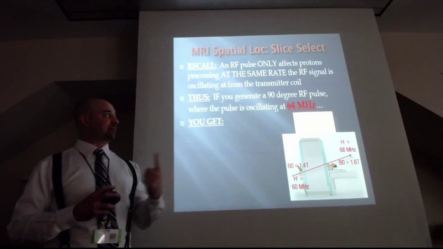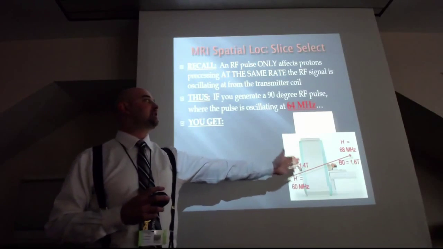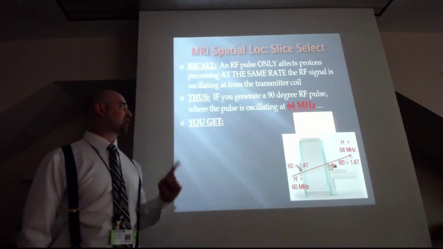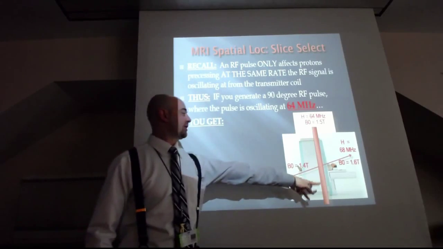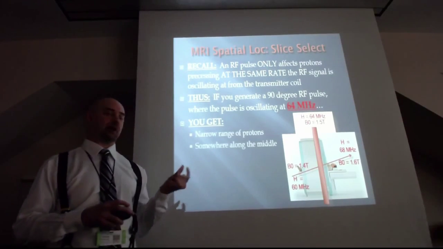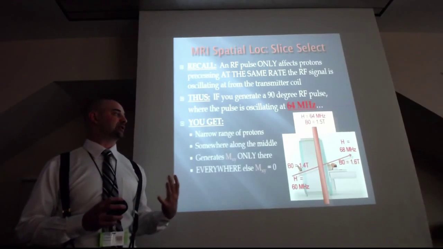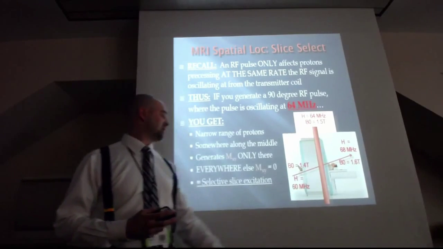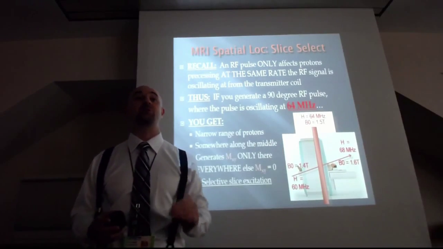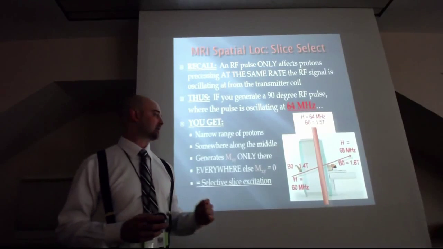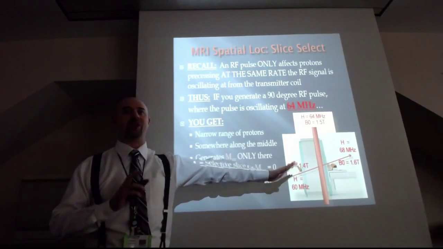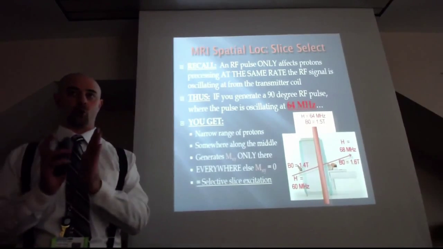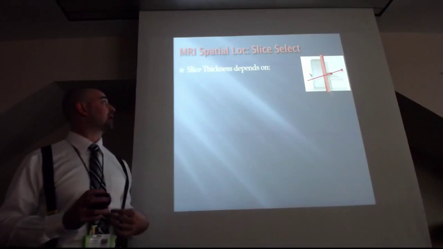Now, if we were to generate here, in this example, a 90-degree RF pulse where the pulse is oscillating at 64 megahertz, then what's going to happen? Well, you're going to get someplace in the middle here a narrow range of protons that's going to be affected by the RF pulse. So you're going to generate transverse magnetization, but only where the protons are precessing at 64 megahertz. That is to say, to belabor the point, the protons in the feet do not get excited, the protons in the head do not get excited, only at the frequency you send the RF pulse out at.